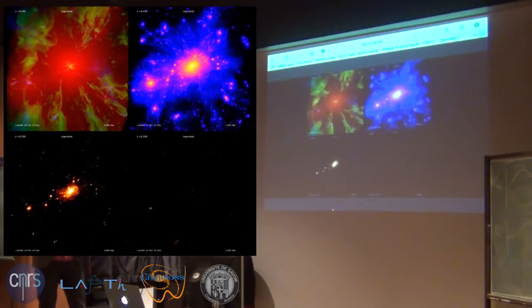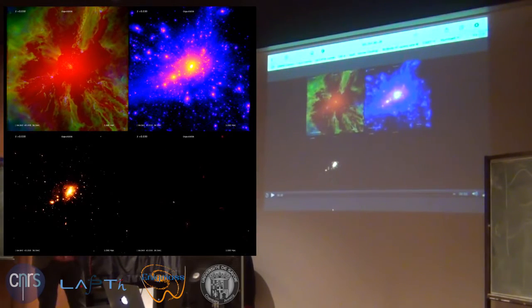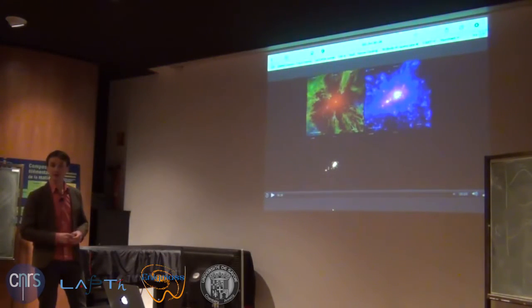This is of course with dark matter. Excuse me? Where is the dark matter in it? Yeah. So this is the total matter density, which is dark matter and baryons. Yeah. And this shows the baryon temperature. Yeah.